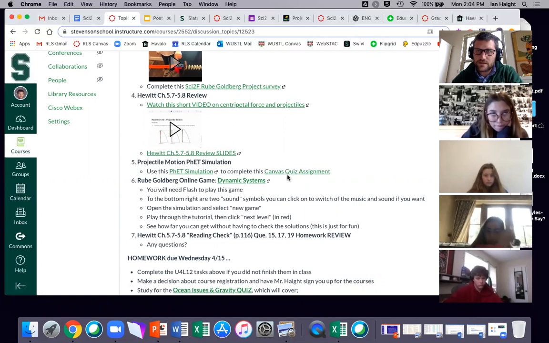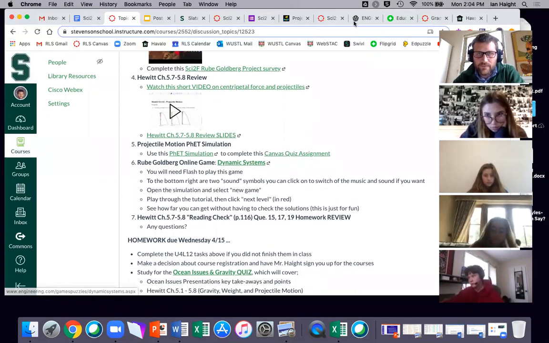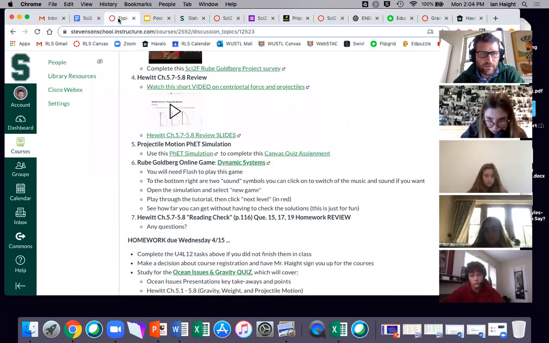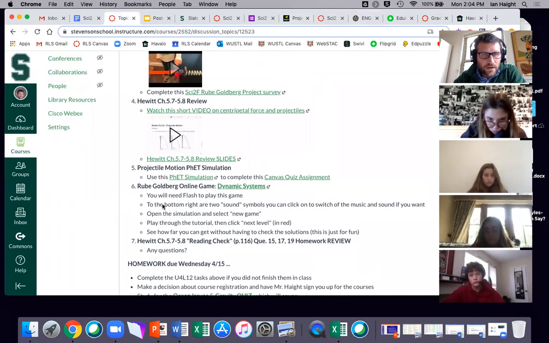And if you get all that done and we still haven't convened back together, there's a Rube Goldberg game. It's kind of like a puzzle game where you're trying to move a ball into a little cup. You have to add on these little devices, but it's all accurately designed for physics. So that's a fun thing to play if you're still waiting for us to reconvene.